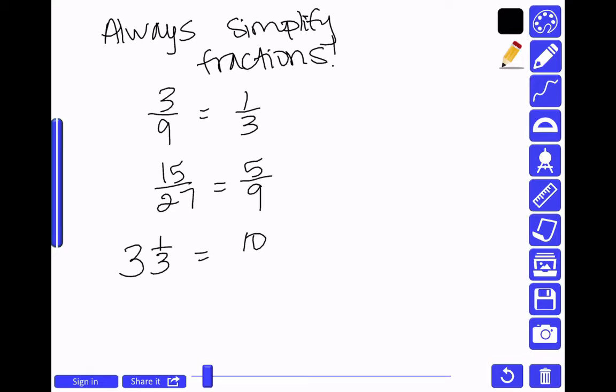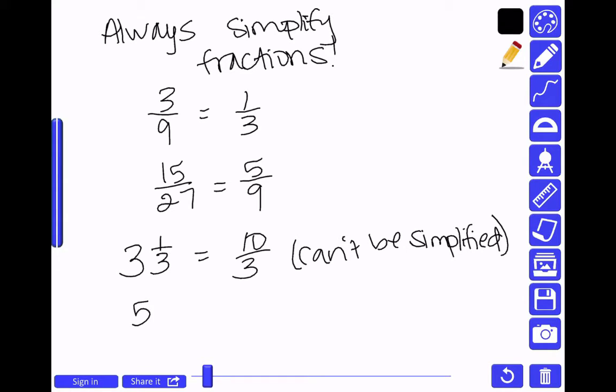Make sure you know how to convert a mixed number to an improper fraction. 3 and 1/3, you multiply 3 times 3 and add the numerator, which is 1, and you get 10/3. And if you were to divide 10 by 3, you would in fact get 3 and 1/3. I prefer your answers to be in improper fractions, as in the 10/3, not the mixed number, which is like 5 and 3/8. Again, 5 times 8 is 40, plus 3 is 43/8.